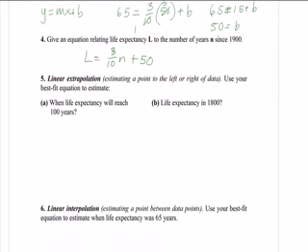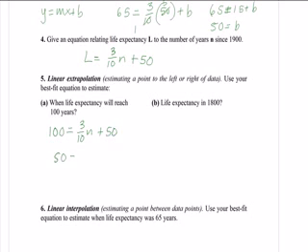5A, when life expectancy will reach 100 years? Sorry, that seems to be phrased weird to me. So, where are we going to plug the 100 in? For L or for N? L. We want life expectancy, or L, to be 100 years. And work backwards to solve for N.